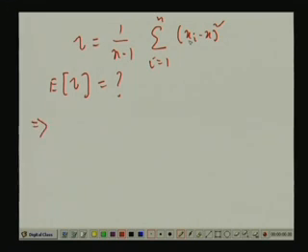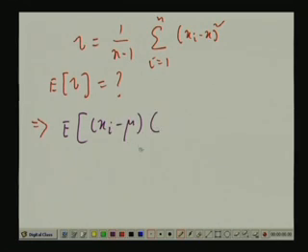We already know that the mean of x_i is mu, and the mean of x̄ is mu. We first consider E of (x_i minus mu)(x̄ minus mu), the covariance between x_i and x̄, because x_i also has mean mu, and x̄ also has mean mu. So, the covariance between any x_i and x̄, what is that? Let us find it out.